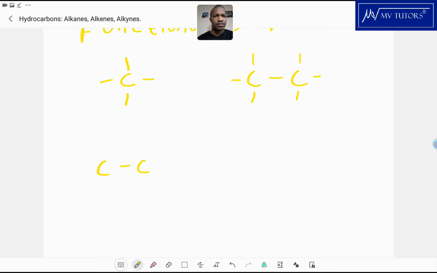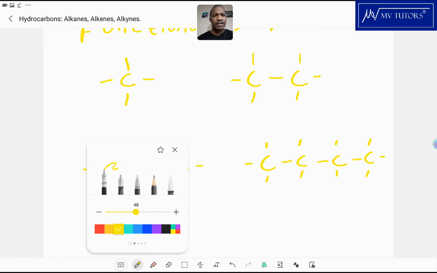Let's do 3 of them. 1, 2, 3 carbons. Each one of them must have 4. Let's do 4 of them. 1, 2, 3, and 4. Each one of them has 4. So you can see each one of them has 4. These are functional groups.